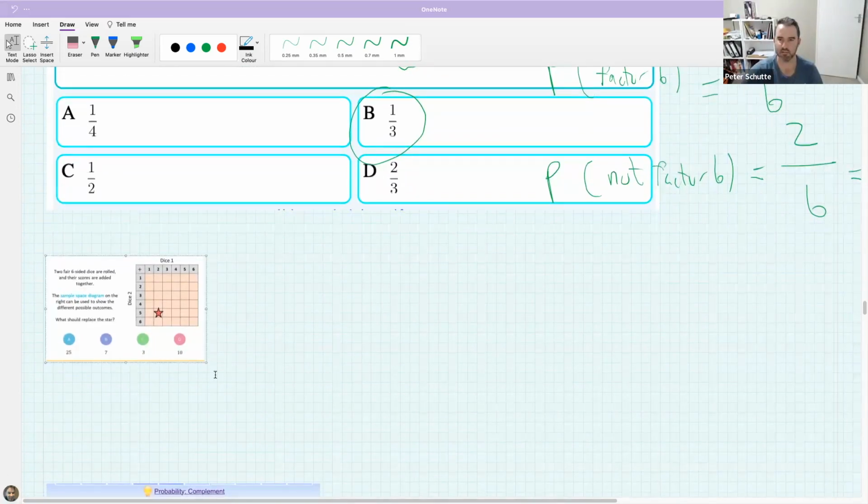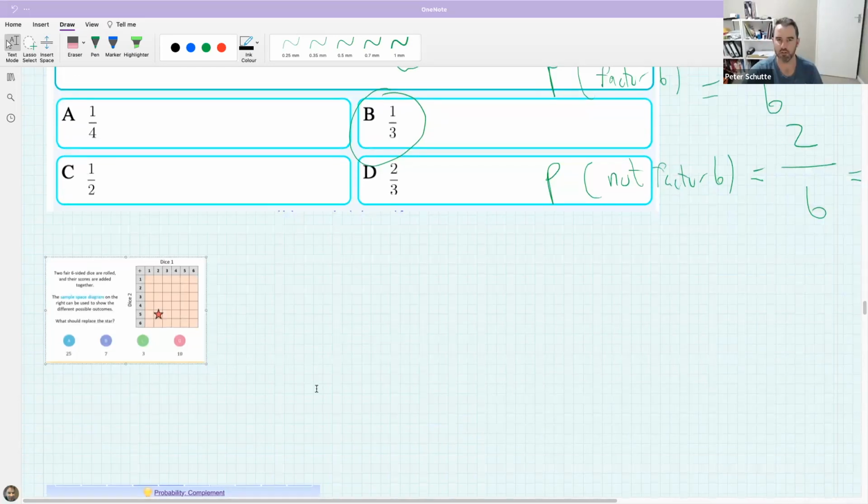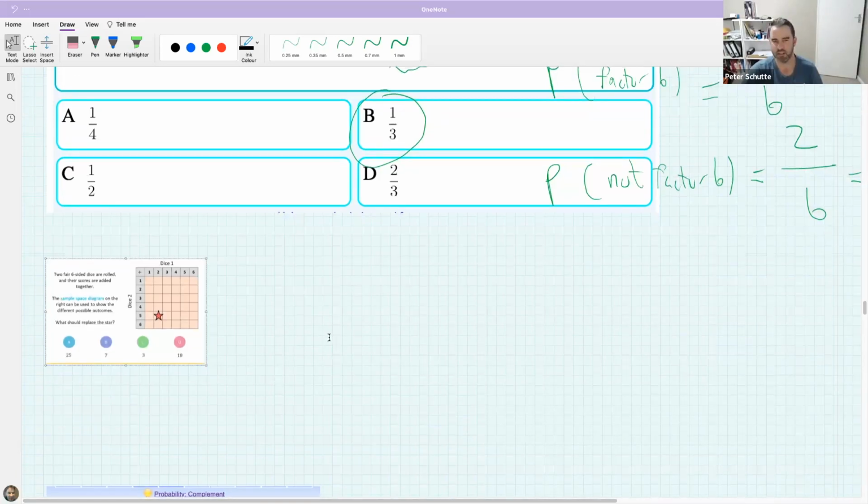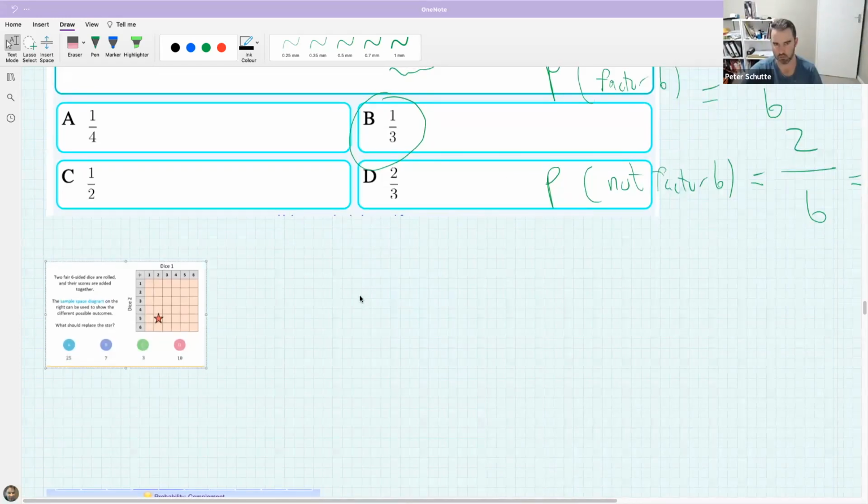interesting ideas in probability. Why can't it be 2 over 3? Basically because the chances of getting a factor of 6 are 2 out of 3. The chances of not getting 2 out of 3 is going to be what's left basically up to 1.